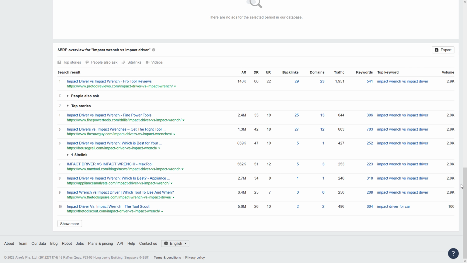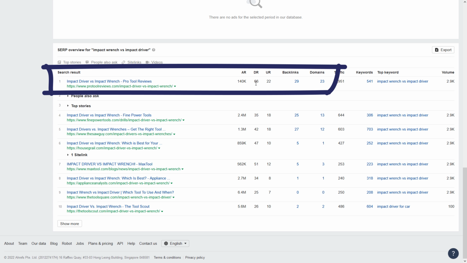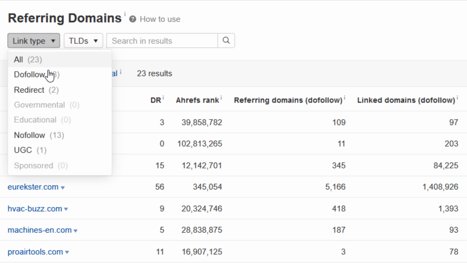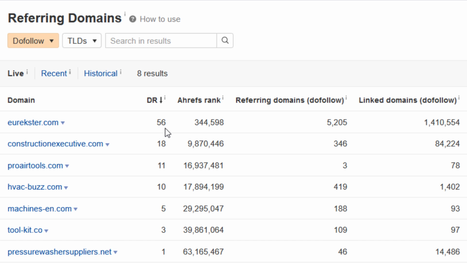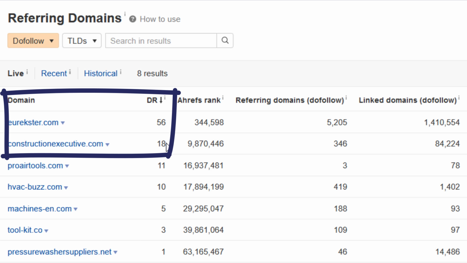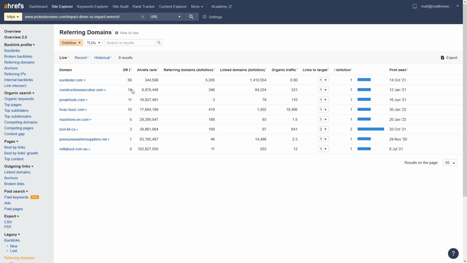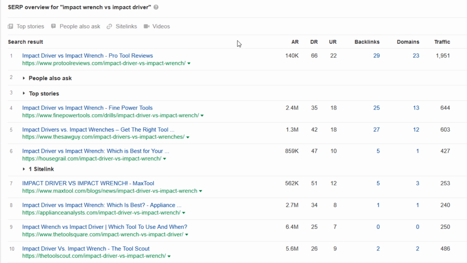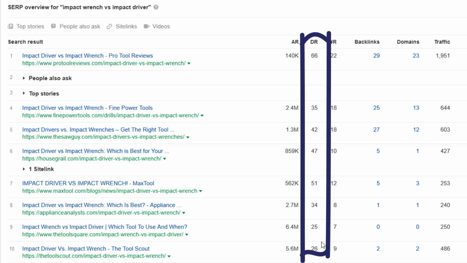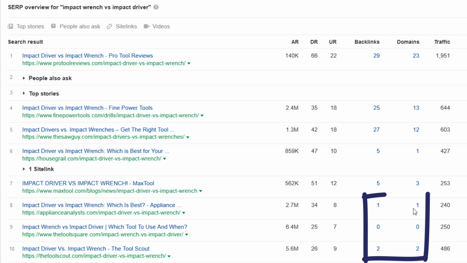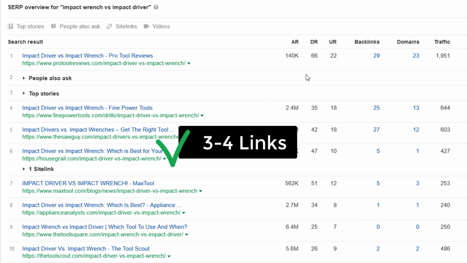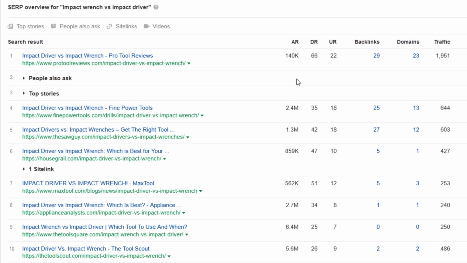For example, with this keyword, while the number 1 position is occupied by a DR66 and 23 domains, when you click into it, there really are only 1, 2 meaningful domains, which is pretty easy to win the page level link battle. This is also evident by the fact that you have lots of different DR sites ranking with 0, 1 or 2 links. So that means that you could estimate that if you were to build just 3 or 4 solid links, you would get good results on this keyword.